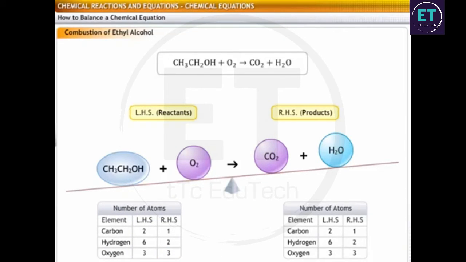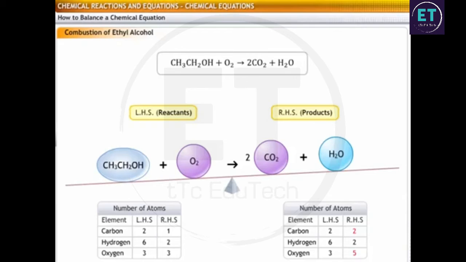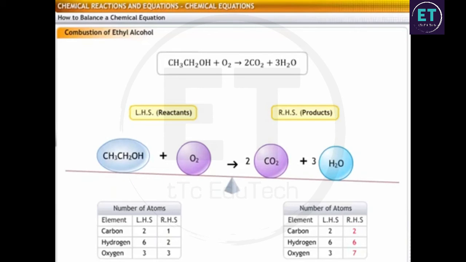Let us begin balancing the equation by selecting carbon. There are 2 atoms of carbon on the reactant side, but only 1 atom on the product side. So to balance this, add the coefficient 2 before carbon dioxide on the right-hand side. Now, let's consider the next element, hydrogen. There are 6 atoms of hydrogen on the reactant side and 2 atoms on the product side. To balance this, you need to place the coefficient 3 before H2O on the product side. Now, as you can see, hydrogen has been balanced.